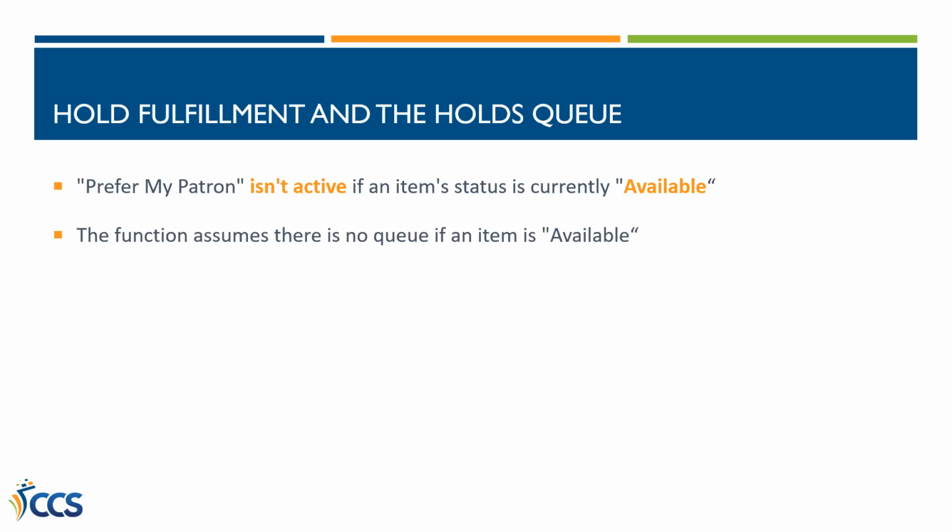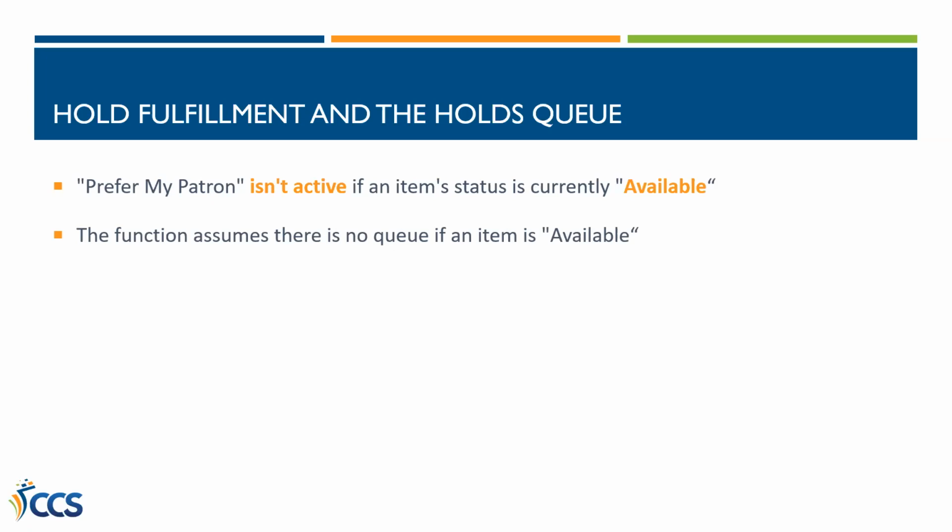But if the item's circulation status is available, Polaris assumes that there isn't a queue for the title. And if trapping the hold, it's not going to look for local patrons first. It's just going to trap for the first person in line.